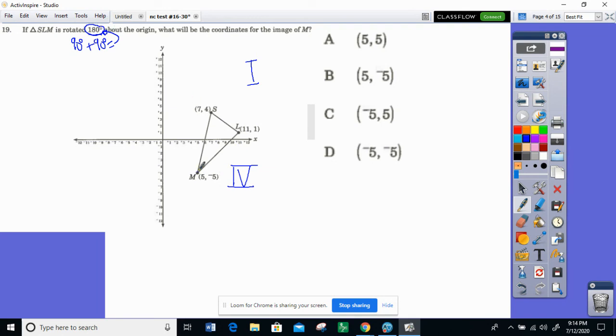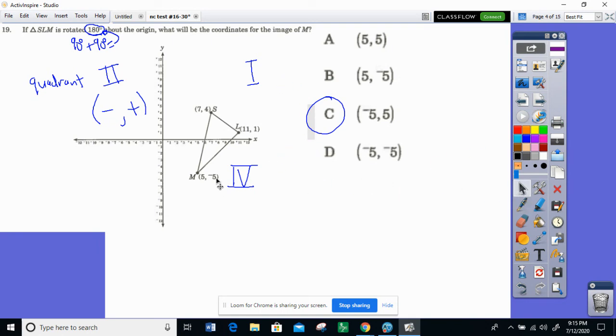So from here, a 90-degree rotation would get us in quadrant 1, then another 90-degree rotation would get us in quadrant 2. So our answer choice needs to reside in quadrant 2, and that's convenient because there's only one answer choice in quadrant 2 where the signs are negative for x and positive for y, and that is answer choice C.